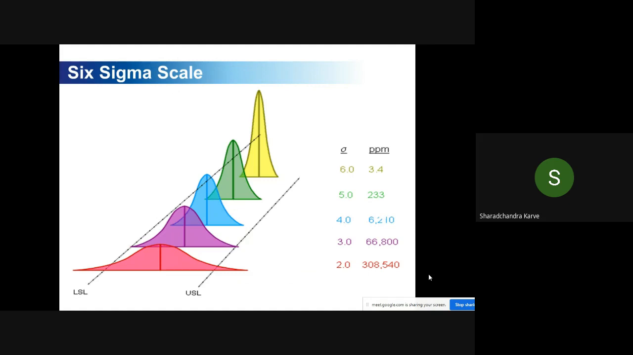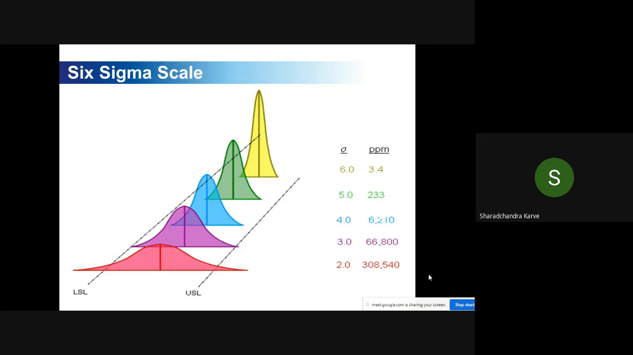Okay, so as we reduce the variation, if you look at the process where my variation is high, my sigma level is 2. As we reduce the variation, at yellow my variation is less, and my sigma level goes up to 6. Obviously, my defects also will be reduced from 3 lakh to 3 per million.